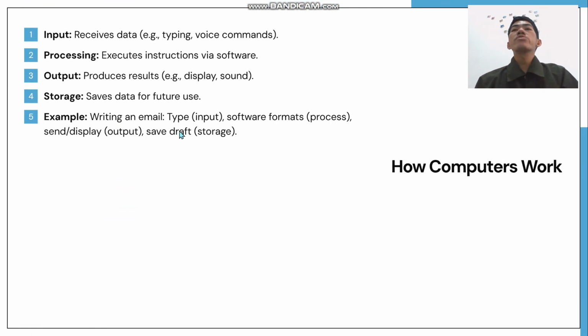So, how do computers work? In input, it receives data, for example typing or voice command. The next is processing: it executes instructions via software. The output produces a result, such as display or sound. Storage is for saving data for future use. For example, writing an email is input. Software formatting is processing. Send or display is output. And saving to a drive is storage.